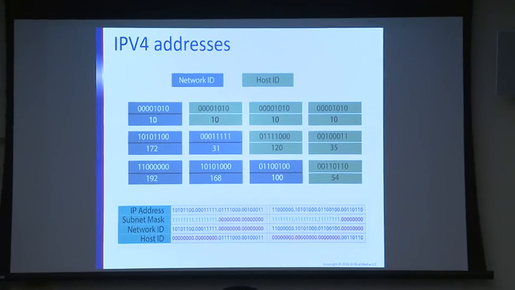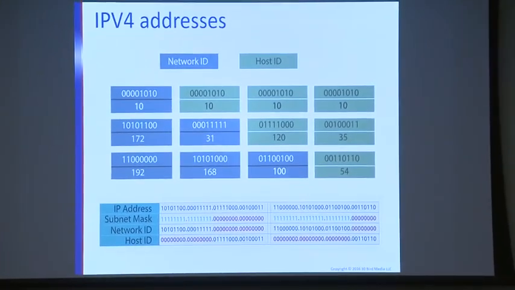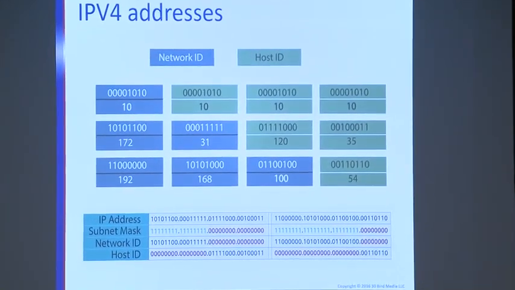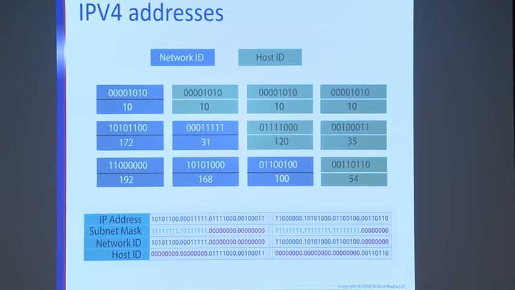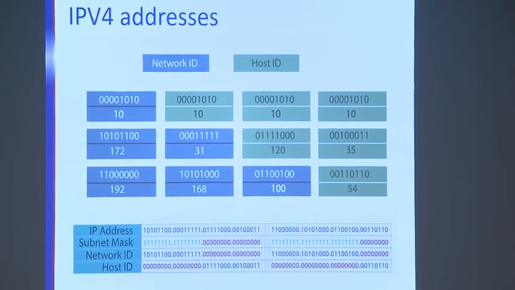Okay, so this is what's in your book. It's showing us the network ID and the host ID. So they're showing us up on the top row a 10 address, which of course is a class A. You will notice that the network ID is blue and the hosts are all green.